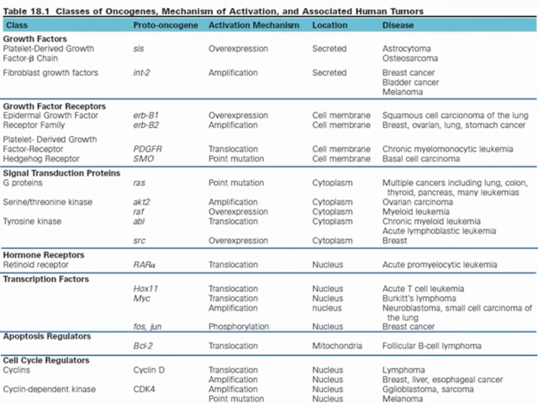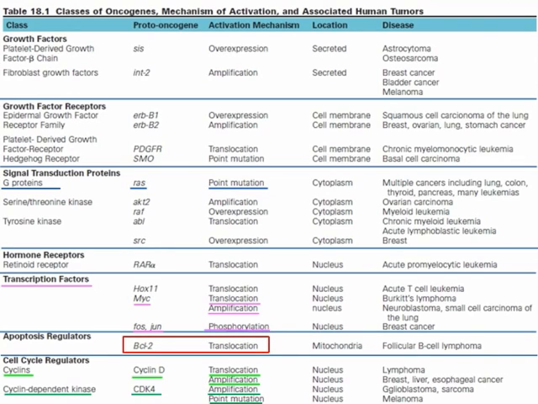So here's a more detailed table of what we just saw on the previous slide. So definitely look over this table, especially the ones he underlined. For example, if we are talking about apoptosis regulators, the proto-oncogene for that apoptosis regulator is BCL2, and its activation mechanism is translocation. So being able to relate all of these things together is necessary for that learning objective.